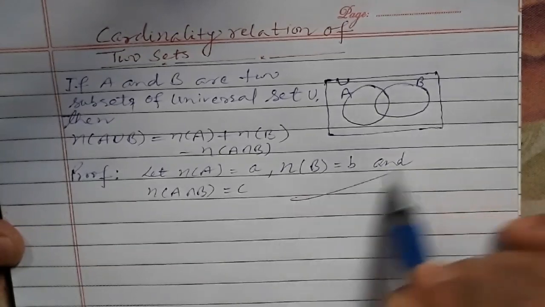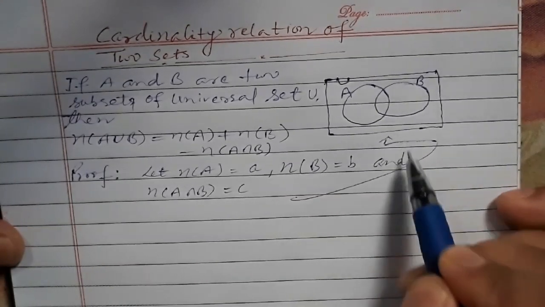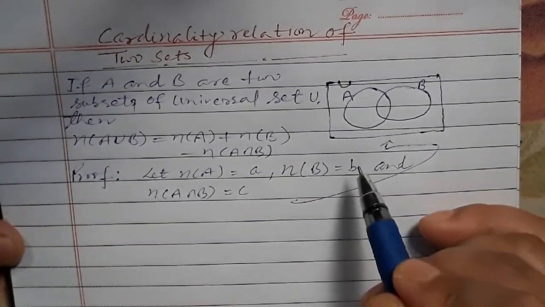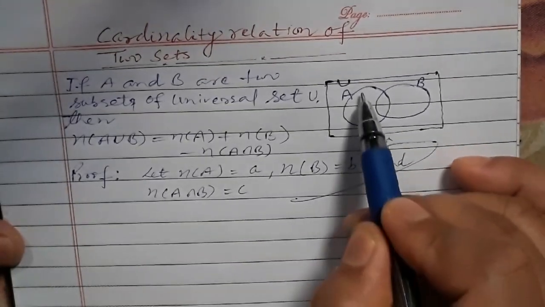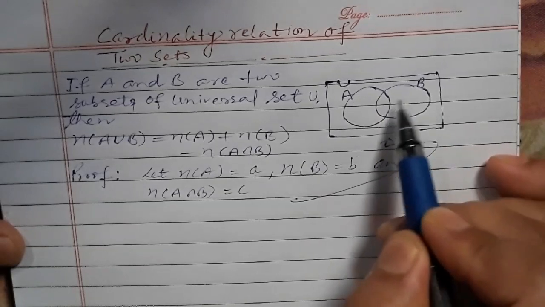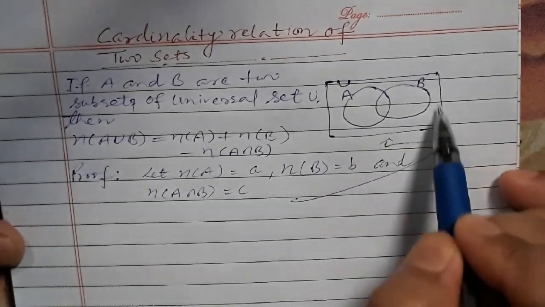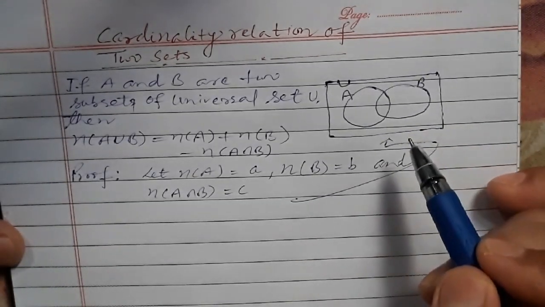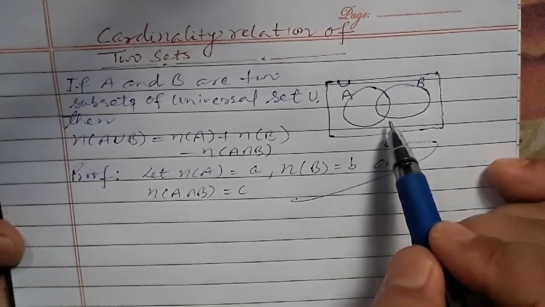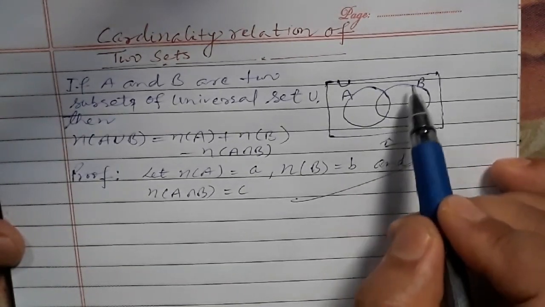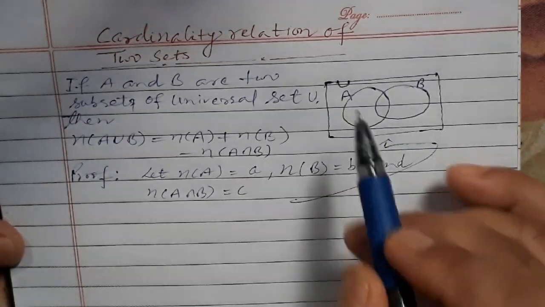According to this, I'm going to show it in a Venn diagram. In the Venn diagram, this is your set A, this one is your set B, and this represents your universal set. These are two intersecting sets, which are also subsets of the universal set.